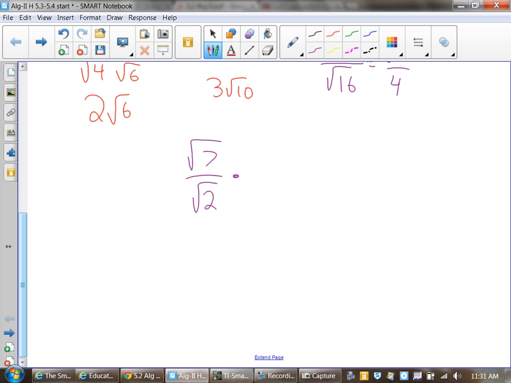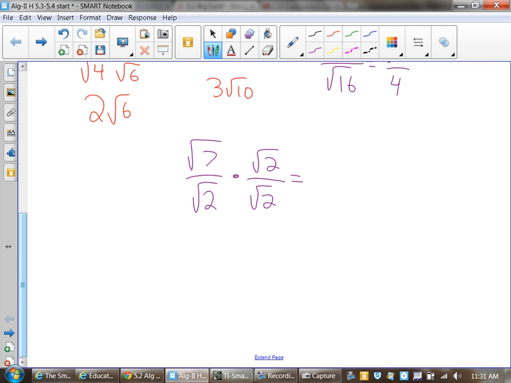So if I multiply this by square root of 2, what is the square root of 2 times the square root of 2? 2. What's the square root of junk times the square root of junk? Junk. Square root of 2 times square root of 2 is 2. Is root 2 divided by root 2 equal to 1?